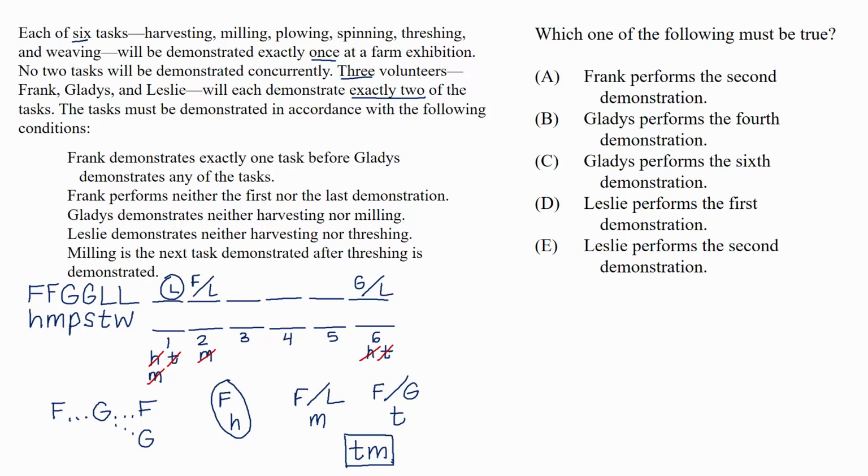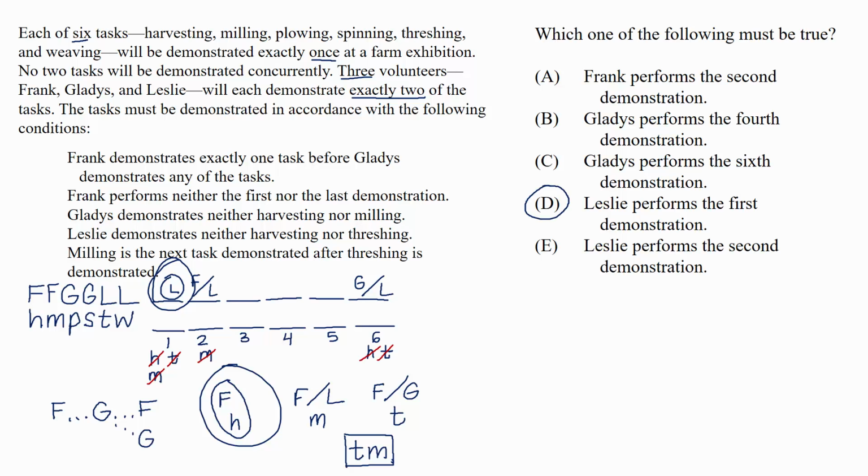This question asks which one of the following must be true. And here's another gift. We should be able to find the answer quickly based on our deductions. Which one of the choices must be true without any new information, just given the rules of the setup? Well, think about the two deductions we made up front. We said that Frank does harvesting for sure, and the other deduction was that Leslie demonstrates first. So there's the answer with choice D.